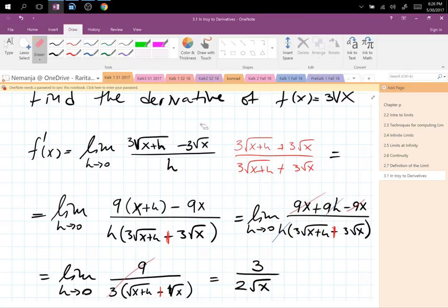It's the conjugate. Conjugate is when you change the sign, right? In the middle. So that was a minus, that is plus. Propagate through the problem. So with h being 0, you have root x plus root x is 2 root x. So 3 over 2 root x.